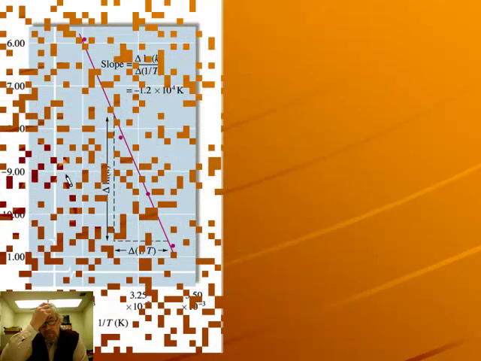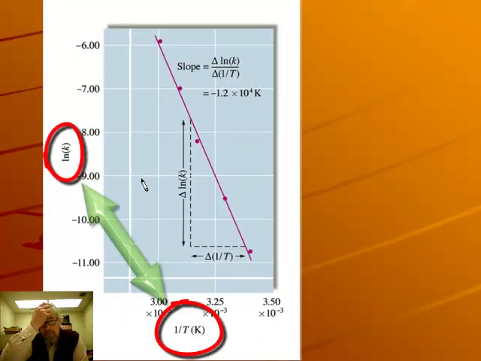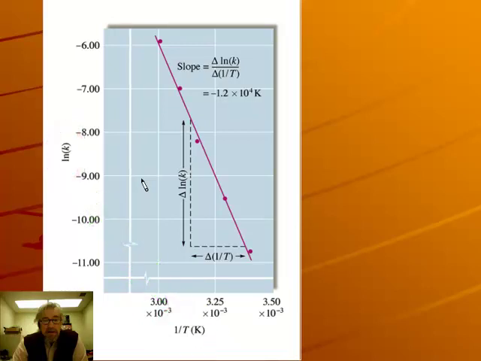It turns out that when you plot the inverse of absolute temperature against the natural log of k, you finally get a straight line. And here we see this for a particular reaction of some kind. The numbers aren't important here. What's important is that when it's inverse of absolute temperature versus natural log of k, you get a straight line relationship.